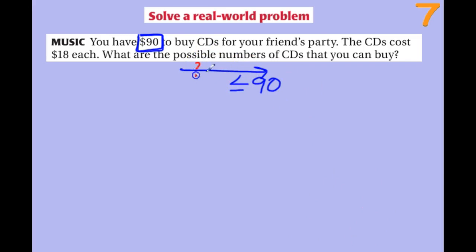Well, what costs less than or equal to $90? Well, the CDs cost less than or equal to $90, and we know that they cost $18 each. But we don't know how many, so I'm going to multiply by the number of CDs and use the letter C. So 18 times the number of CDs has to be less than or equal to $90.